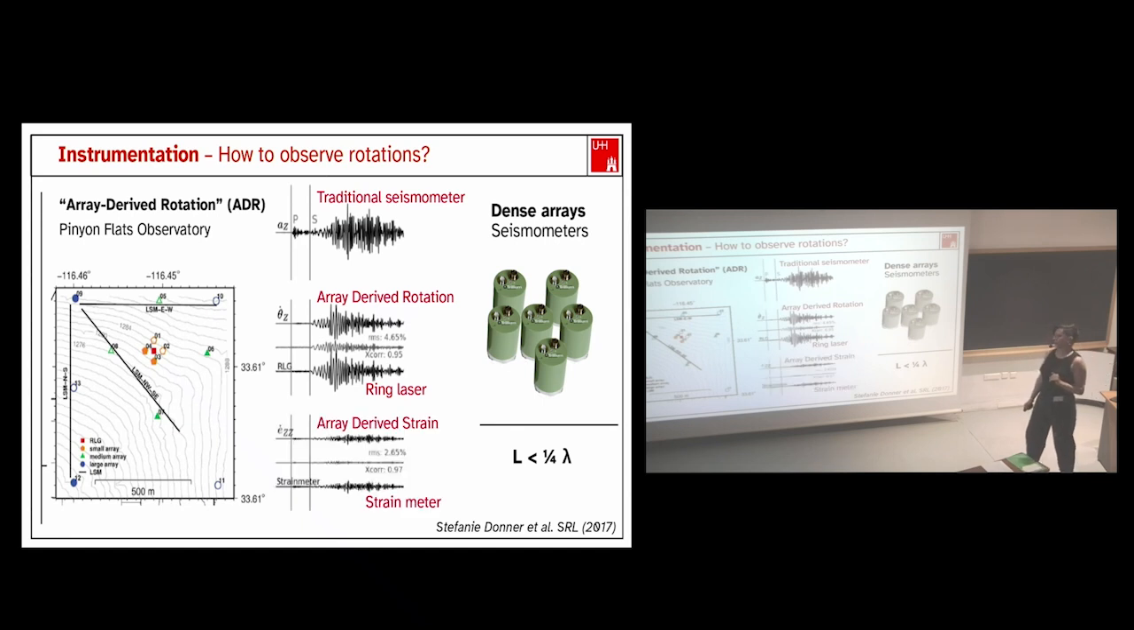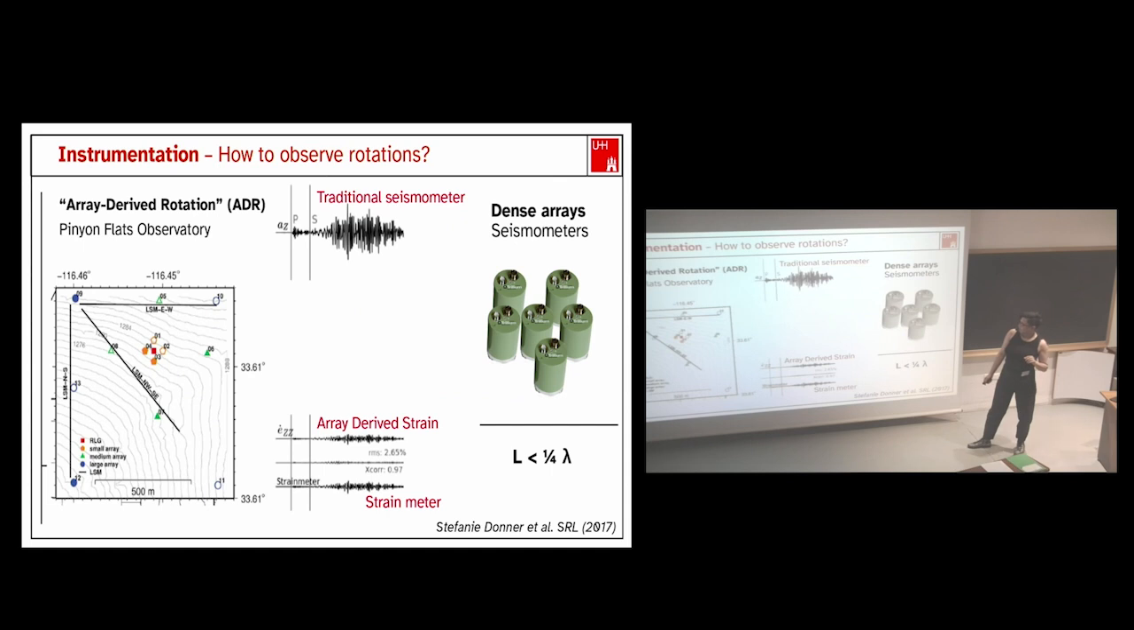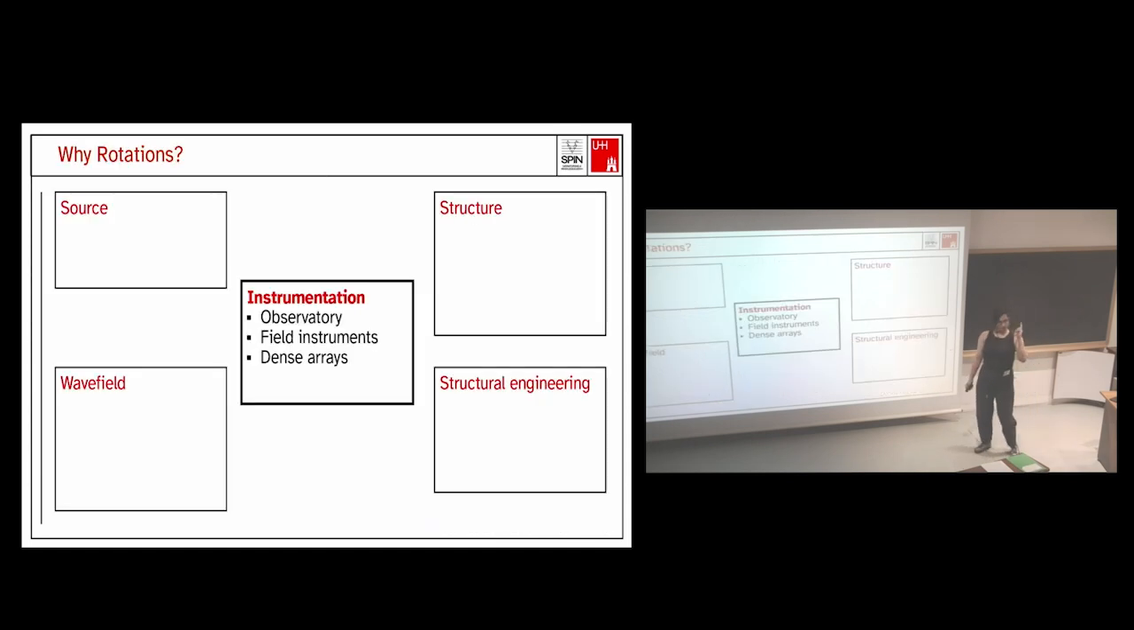And then what you can also do if you have a small group of seismometers together like that is calculate that other spatial gradient, which is the strain. You can compare that to the direct measurement of strain with a strainmeter. And again, that works. So we have these three different ways to measure rotations. Now we can go forward and see what we can actually do with those measurements.